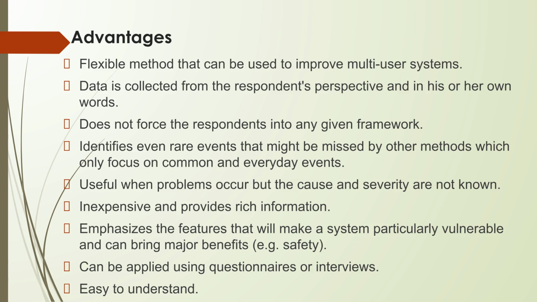It collects information directly from employees in their own words, providing accurate and detailed descriptions of incidents. Unlike fixed surveys, it allows respondents to explain events freely. CIT helps identify rare but important incidents that other methods may miss, and is especially useful when the cause of a problem is unknown. It is cost-effective, provides valuable information, and can be conducted through interviews or questionnaires. By identifying system weaknesses and safety risks, CIT supports better decision-making and continuous improvement in workplace safety.